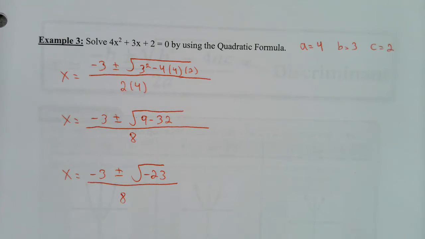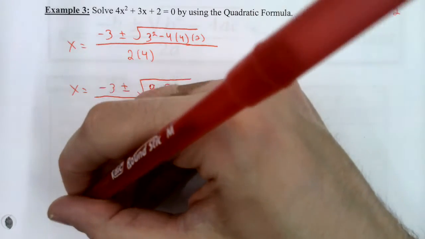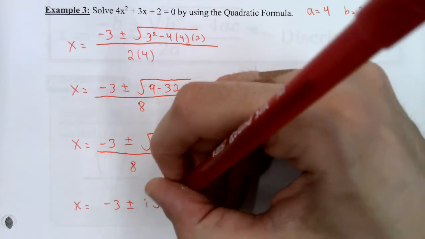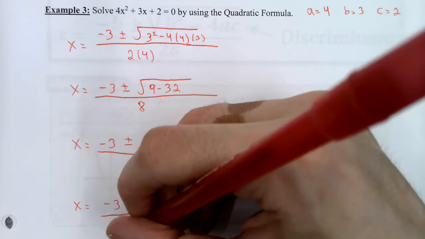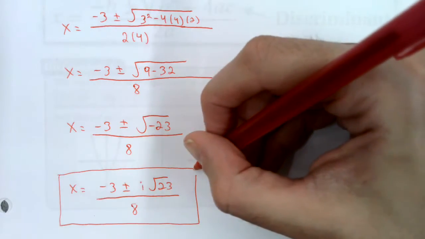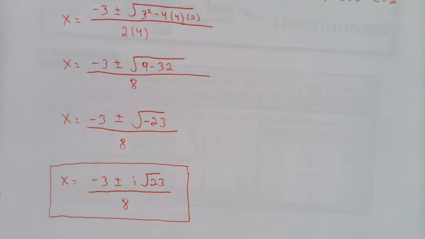And now what you're going to do is take out the square root of negative 1, and you're going to write that as i. So x equals negative 3 plus or minus i square root of 23, all divided by 8. And you cannot simplify the square root of 23 anymore. So that's the answer.